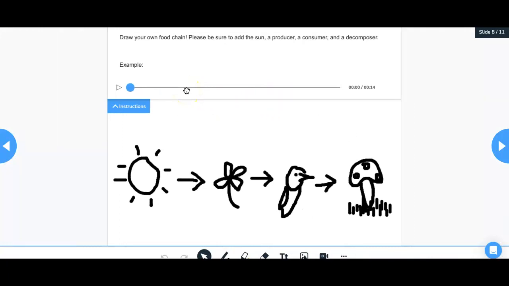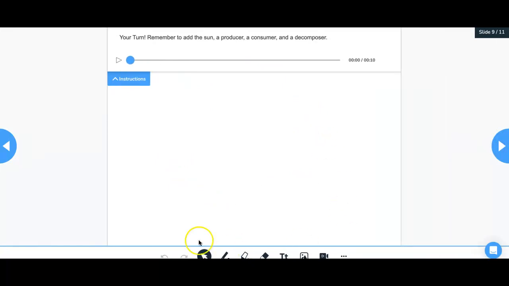I also incorporated another activity for students to demonstrate their own food chain. Here I provided an example of one that I did, so they have a better idea of what the expectations are for when they create theirs. And on the next slide, it gives them the opportunity to do the same thing. As you can see on the bottom, there are different tools that they can use to create their models.